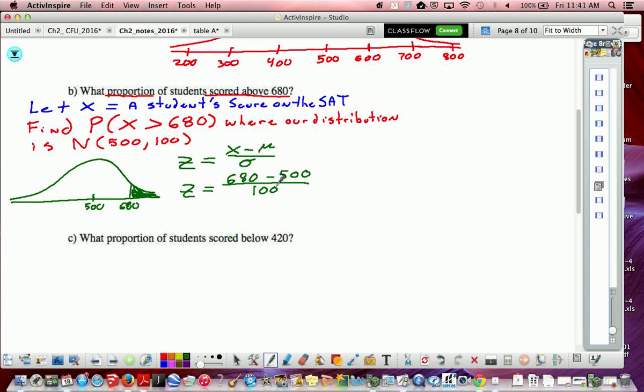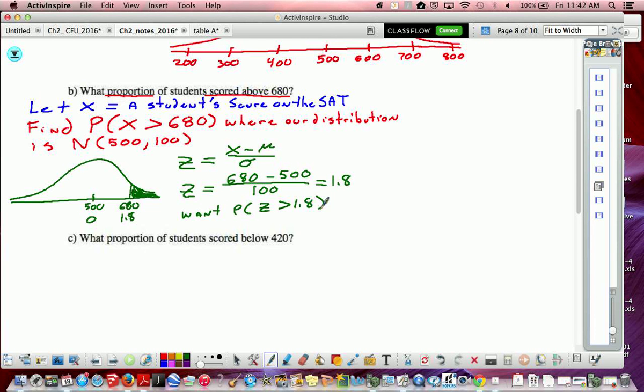So, if you plug that into your calculator, 680 minus 500, hit enter, you get 180. 180 divided by 100, 1.8. So if we're looking at the standard normal curve, where the z-score is 0, I'm looking at scores that are 1.8 standard deviations above the mean. So really what I want is the probability that my z-score is greater than 1.8. That's what I really want to find.